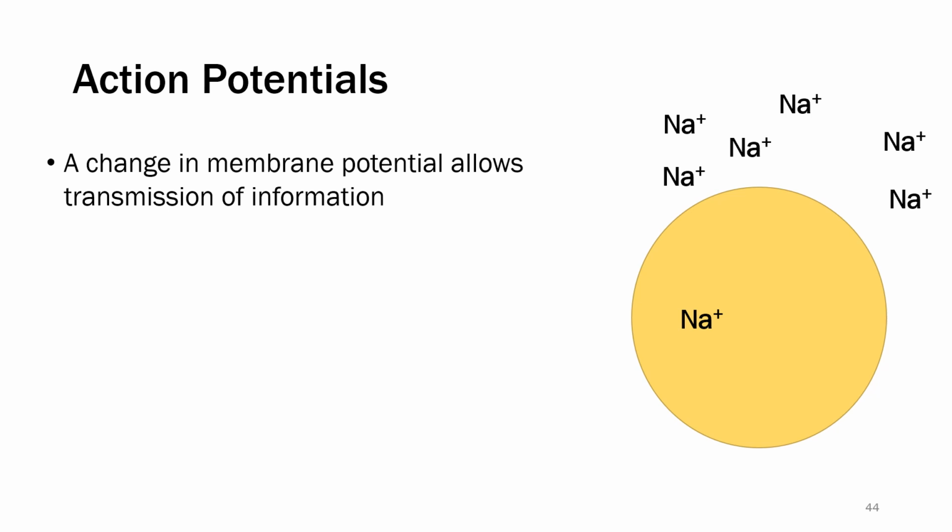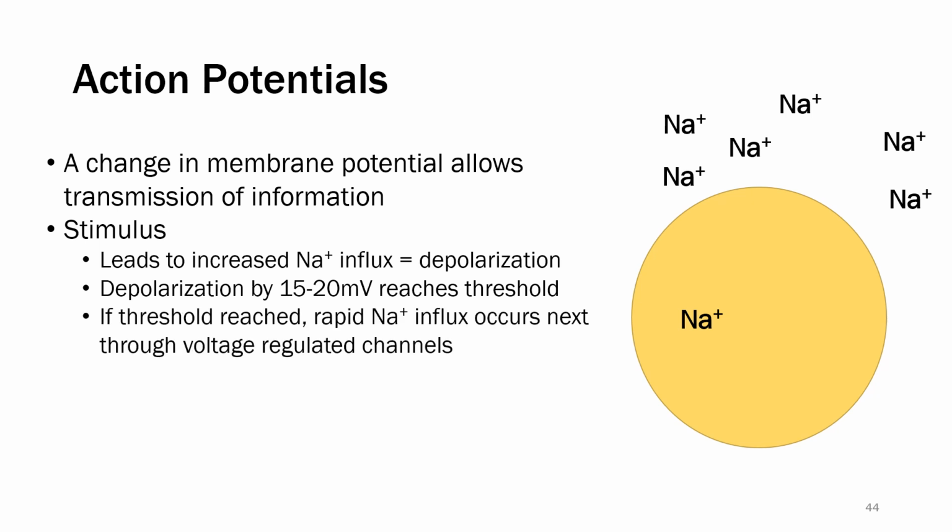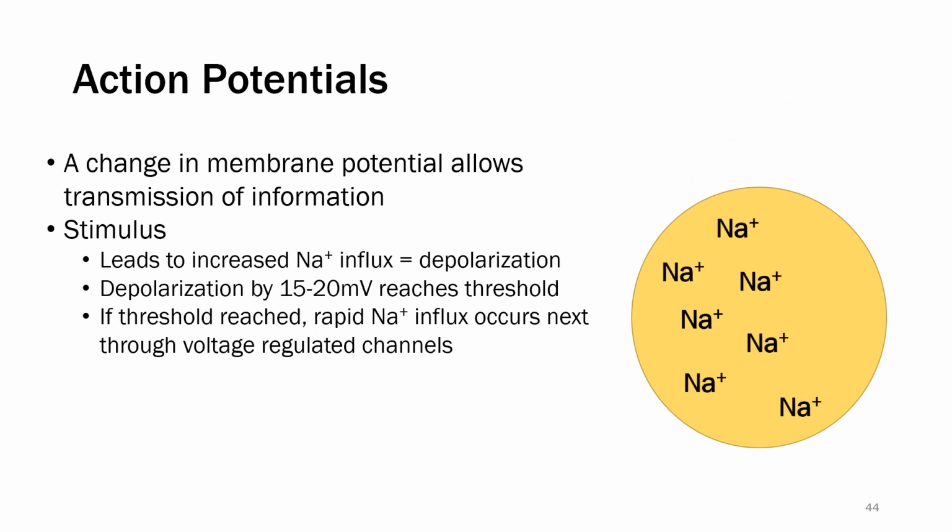A change in membrane potential allows the transmission of information. A stimulus leads to an increase in sodium influx, and we call that depolarization. Depolarization by 15 to 20 millivolts reaches threshold. If threshold is reached, a rapid sodium influx occurs next through the voltage regulated channel. So once we reach threshold, we get a massive sodium influx.